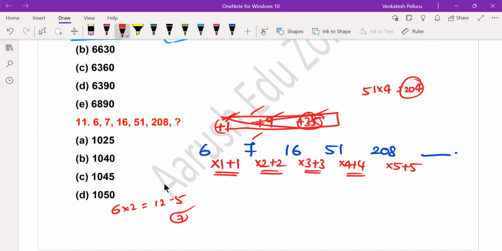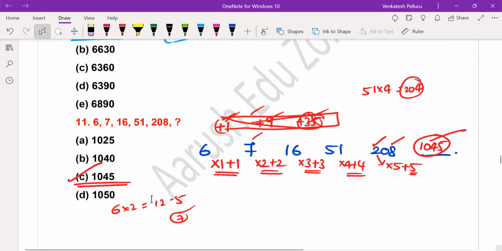Okay, so coming back to the question, if you want to get the answer, you have to multiply 208 five times and then add 5. So 5 into 200, and 5 8s are 40. 1040 plus 5 is 1045. So it is 1045, which is option C. So that's the right answer for question number 11.